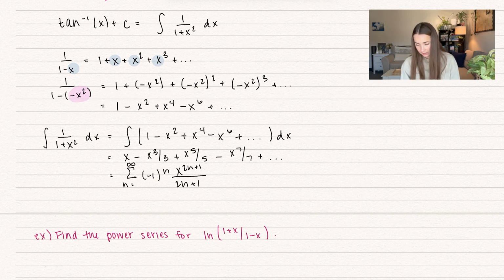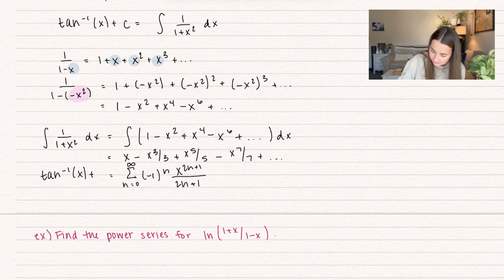So let's figure out where we need to start. So I want to start at x. So if I were to plug in n equal to 0, I get negative 1 to the 0. That's going to make it positive. And that's going to be x to the 1 divided by 1, right? So that's going to be our x term. So here, this is what we have. Inverse tangent of x plus c is equal to that series.